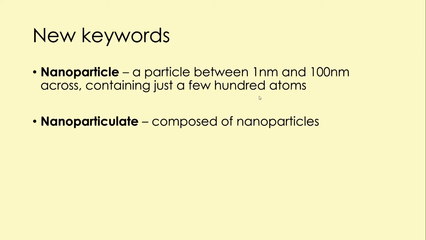So a nanoparticle is a particle between 1 nanometer and 100 nanometers across. And they contain just a few hundred atoms because of their size. So a nanoparticulate is the aggregate name, so the group name for something that's composed of nanoparticles.